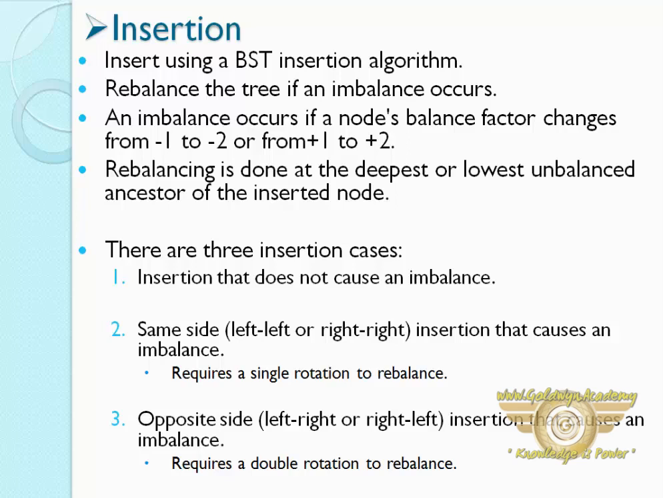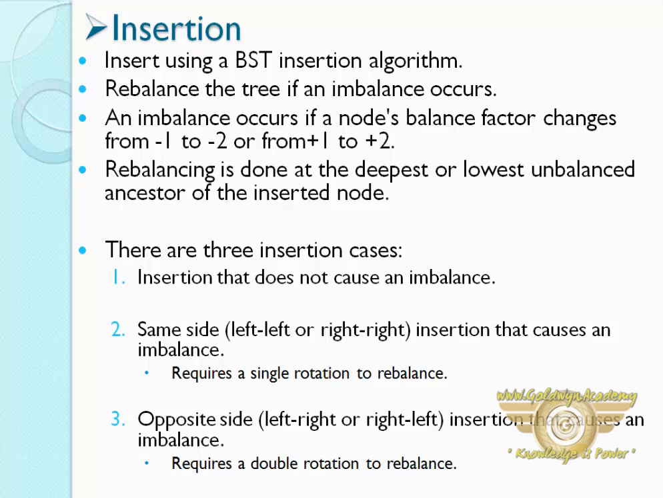The balance factor of a tree can be found by taking the difference of the height of the left subtree and the height of the right subtree from the current node. Rebalancing is done at the deepest or lowest unbalanced ancestor of the inserted node.